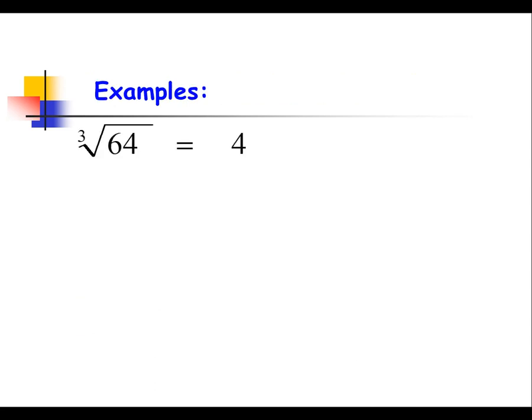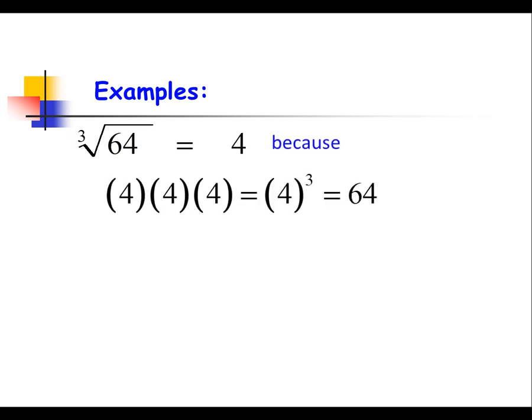For example, the cube root of 64 is 4. We did that one at the beginning. Because 4 times 4 times 4 equals 4 to the third, which is 64.